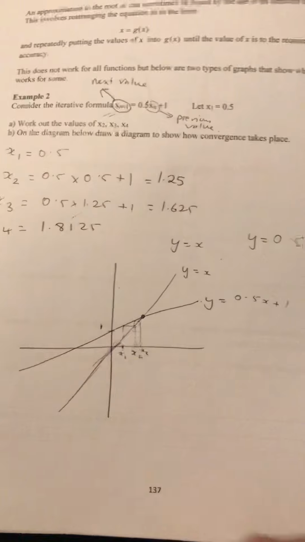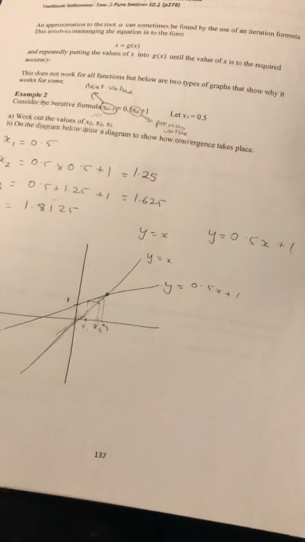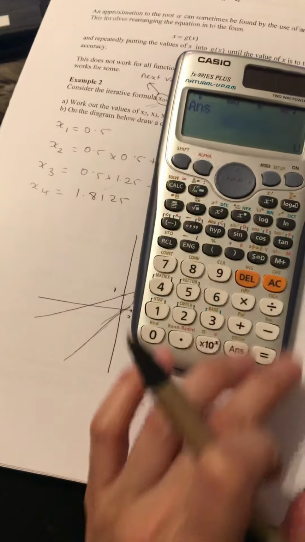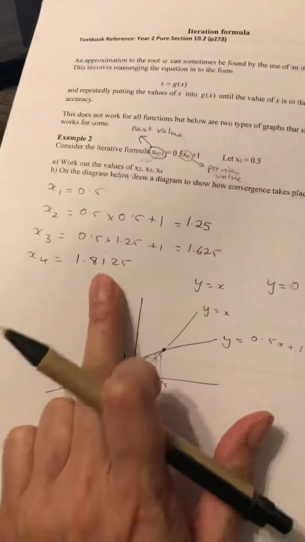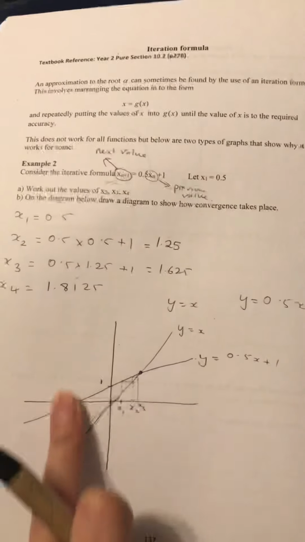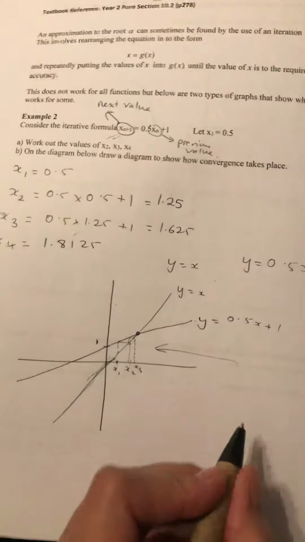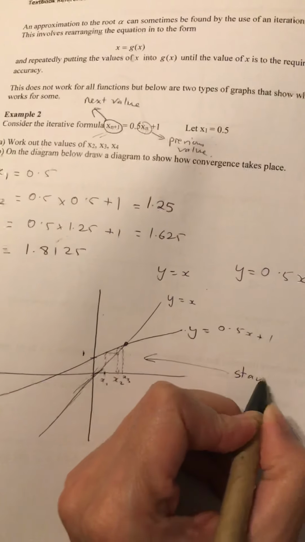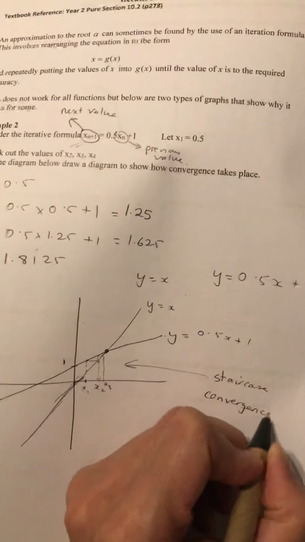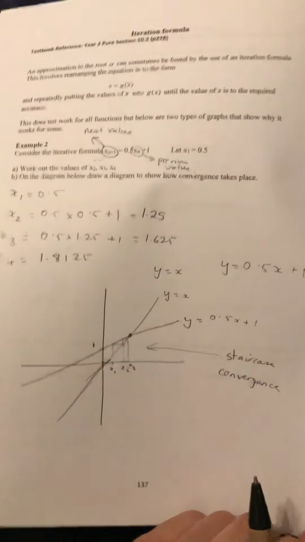And then you'd repeat the process. You go up and you'd get closer and closer to where they intersect. And if you kept pressing the answer button on your calculator, it would eventually reach x equals 2. And can you see that that diagram looks very much like a staircase? So they call this a staircase convergence, because it's converging to a root where they intersect, and it looks like a staircase. Okay, so that's the first question.